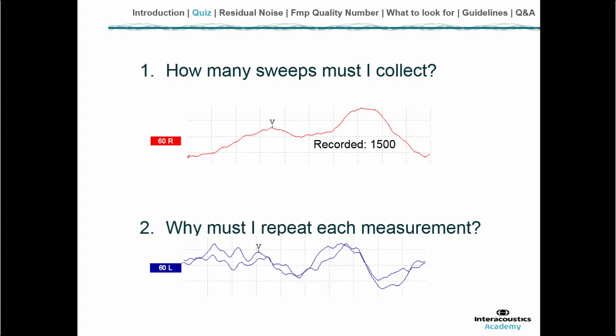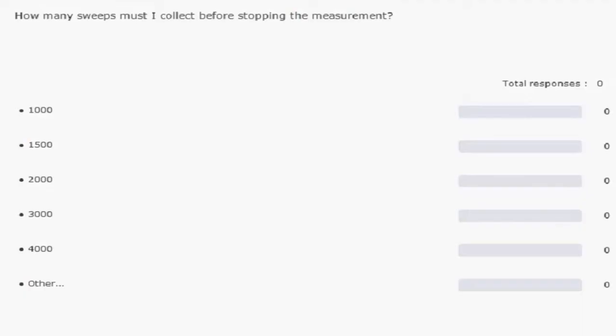Let's start with a quiz. I have 2 questions for you. How many sweeps must I collect before stopping the measurement? You can already see what other people answer to the question. It's very interesting. Many people say other. Some people say 2,000 clicks. Yesterday we had people saying 1,000 and 4,000. Click on the answer that you think is the most correct. Okay. We see a majority say other. One says 1,500. One says 2,000.